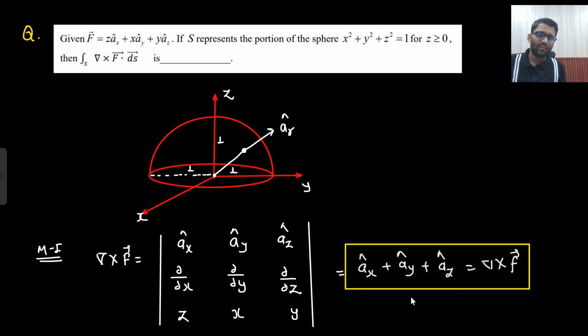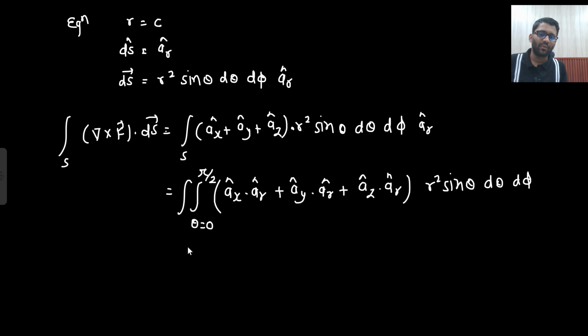Theta is going from 0 to pi by 2. And what about phi? Phi is going from 0 to 2 pi. So the limits have been put, which I will put later on. But these dot products you need to find.